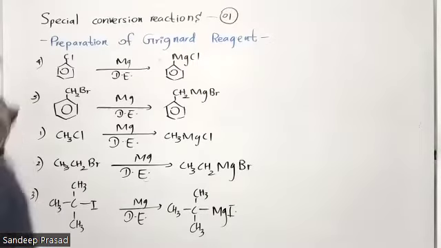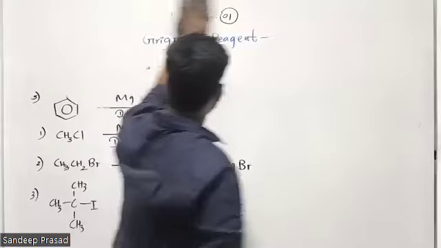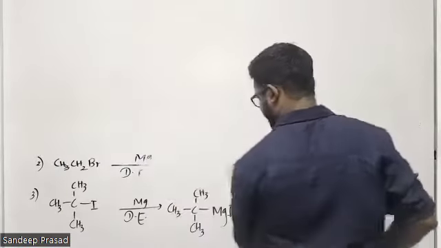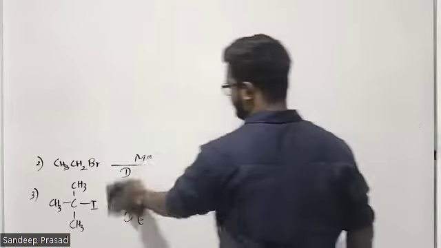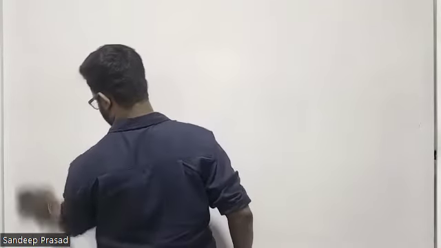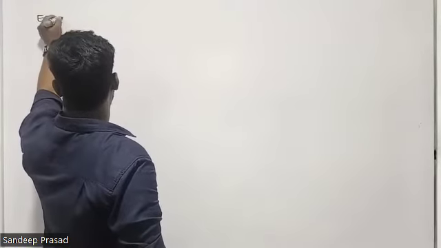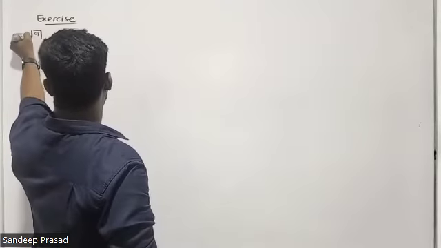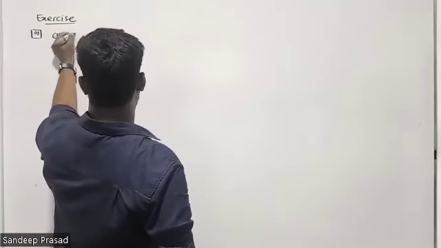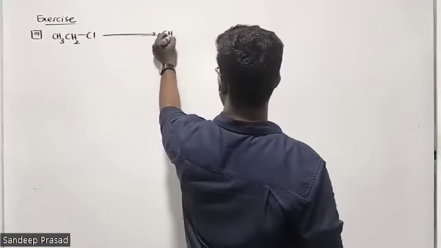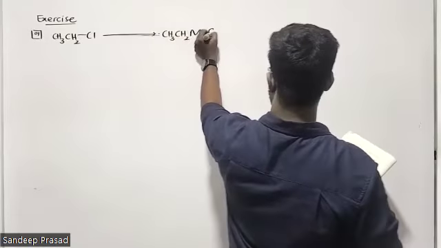Right. Students, today we discussed two reactions. Shall we do some kind of a mix exercise using these two? Now we have learned two reactions, and let's do a mix exercise using this. CH3CH2Cl. Write down the reagent that we have to add on the arrow.